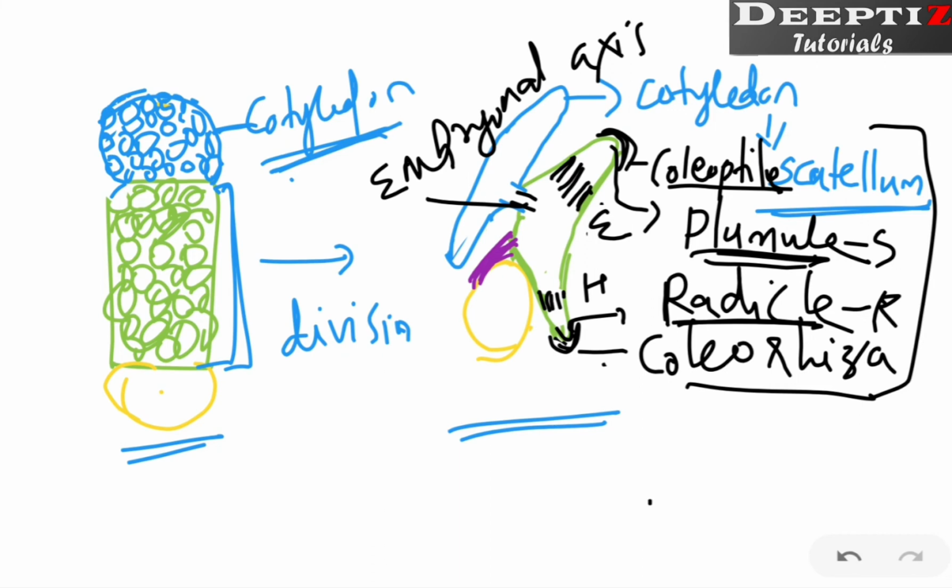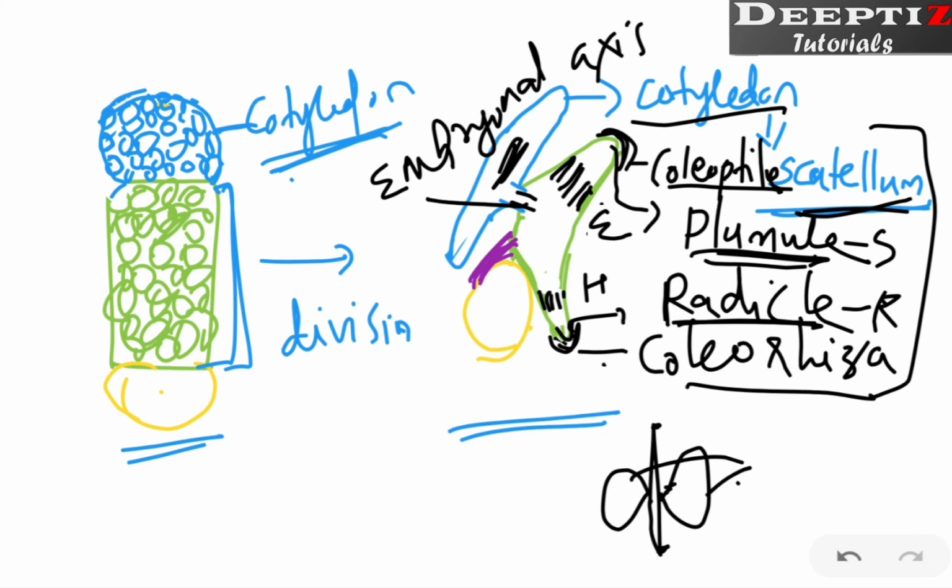In dicot we have seen there is an embryonal axis, then a point of attachment, and two cotyledons. If you remember, this was the structure, this was the plumule, this was the radicle, these were the cotyledons. But in monocot, where is the cotyledon? This is the cotyledon, we call it scutellum. Why do we call it scutellum? Because it is a very thin, paper-like structure having very little reserved food.